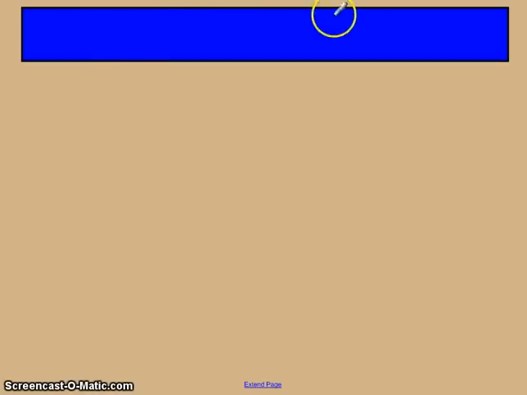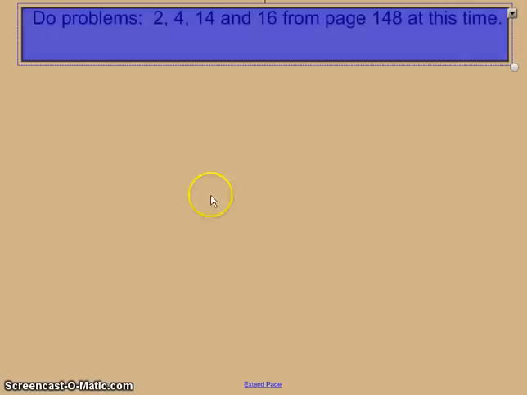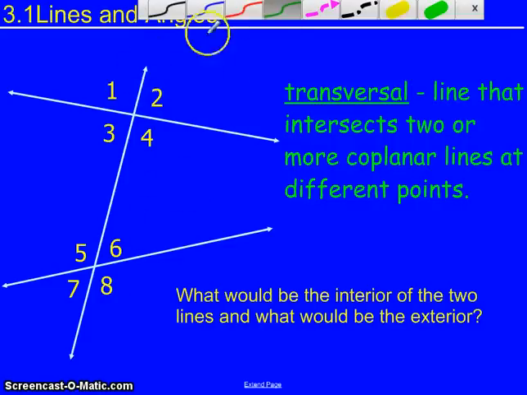Looks like the regular geometry class at this point would be doing 2, 4, 14, and 16 from page 148. Let's move on for the iPad class here. And it looks like we've got several definitions going to happen at this point here. So we got a transversal, which is a line that intersects 2 or more coplanar lines at different points. So it looks like I've got one of these lines that intersects 2 of the lines. So that's going to be how we pick out our transversal.